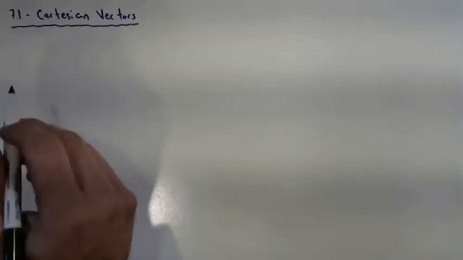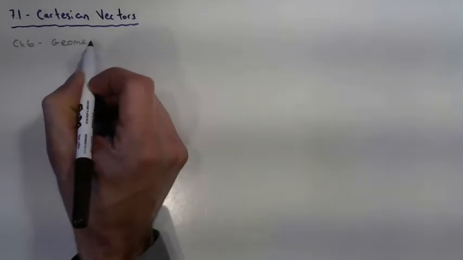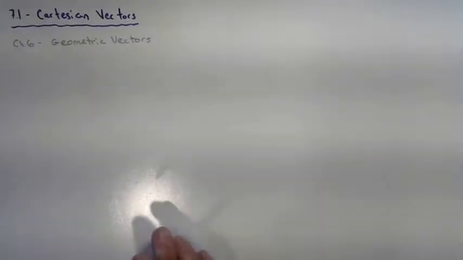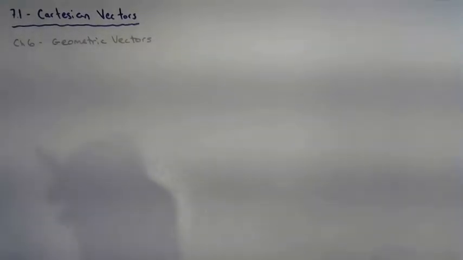Welcome to Unit 7 on Cartesian Vectors, and that is the title of Lesson 7.1 as well. Before we dig in, what are Cartesian vectors? We want to be reminded of what we've already done in vectors, and in Unit 6, Chapter 6, we talked about geometric vectors. So now we're jumping from geometric vectors to Cartesian vectors. Well, what's a geometric vector?